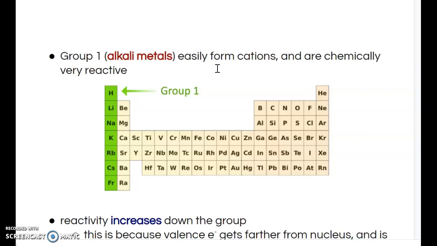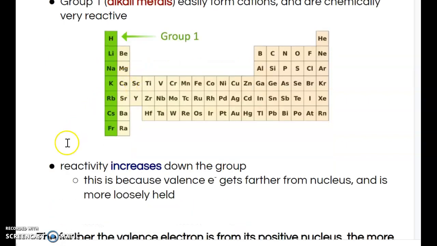Okay, it's just one electron. It's not like it's five electrons. It's one electron. So it's easy to pull out one electron as opposed to pulling out two electrons in group 2, or three electrons in group 13. So it's easier to do that as opposed to pulling out two or three.